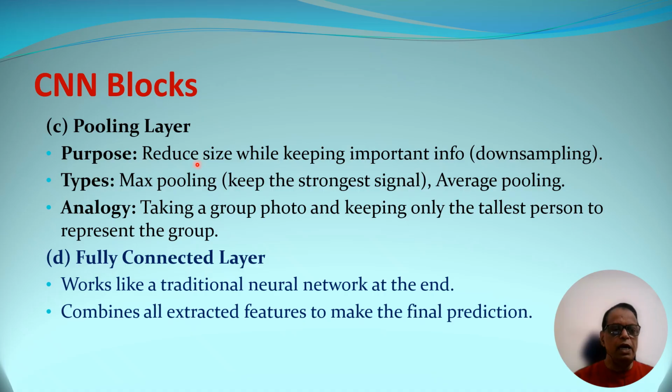There is a pooling layer which basically reduces the size while keeping the important information of the input. We can have pooling such as average pooling. For example, when we take a group photo, we keep only the tallest person to represent the group. And then there is a fully connected layer which works like a traditional neural network, and combines all extracted features to make the final prediction.